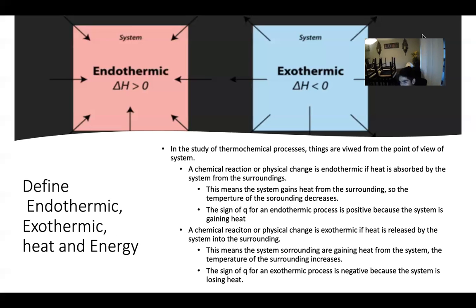Heat absorbed from the surroundings. So you're decreasing temperature in endothermic, you're increasing temperature in exothermic. You're decreasing temperature in endothermic because you're absorbing the heat into the system. You're increasing the temperature in exothermic because you're releasing the heat to the system. Make sense? Yeah, that makes sense.